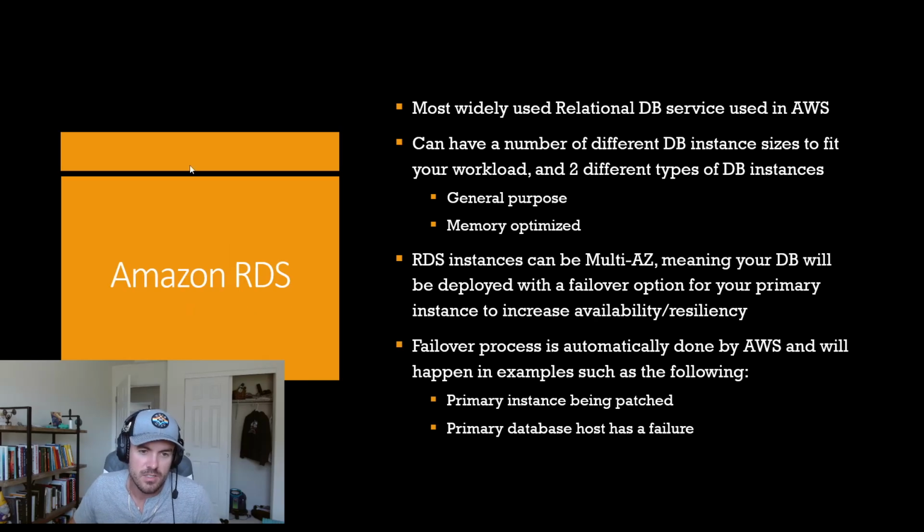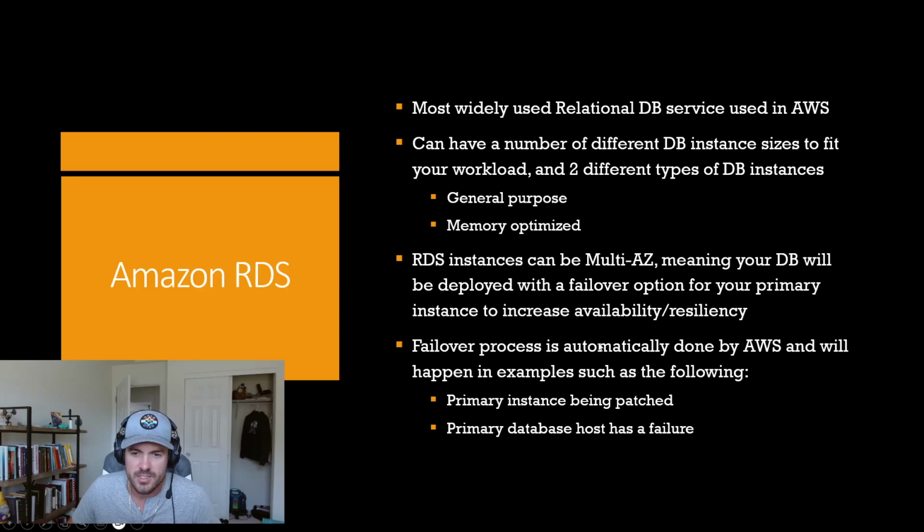Okay. So RDS is the most widely used database service in AWS. You can have a number of different database instance sizes to fit your workload, whatever that is. But there's two different types of database instances, okay? There's general purpose, and then there's memory optimized, all right? So RDS instances can be multi-AZ, which means your database will be deployed with a failover option for your primary instance to increase availability and resiliency. We'll talk more about this later, but basically multi-AZ is a good failover option for RDS.